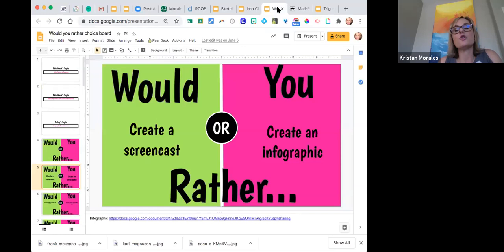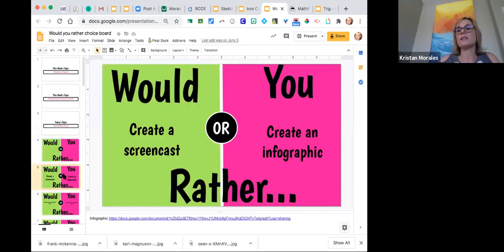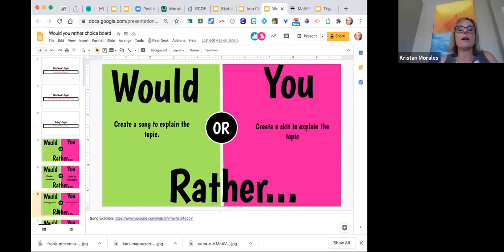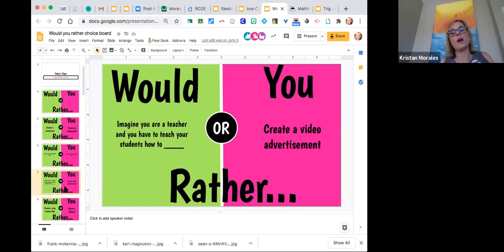I'm a big fan of choice, and whatever your topic is, maybe your topic is graphing families of functions, you can ask students, maybe each week, to create different types of media to show what they're learning. Maybe a screencast or an infographic, right? Create a song or a skit. So you could mix and match these would-you-rather slides to set students up to create different media to showcase what they learned each week.